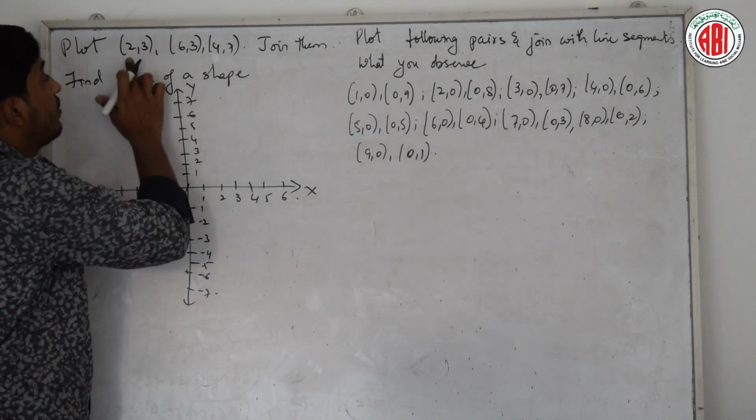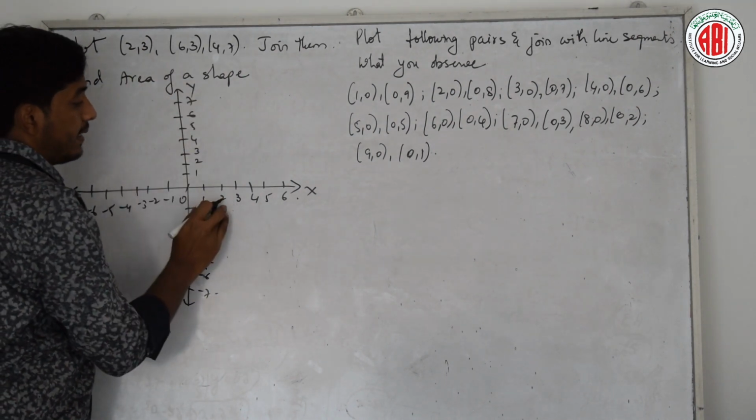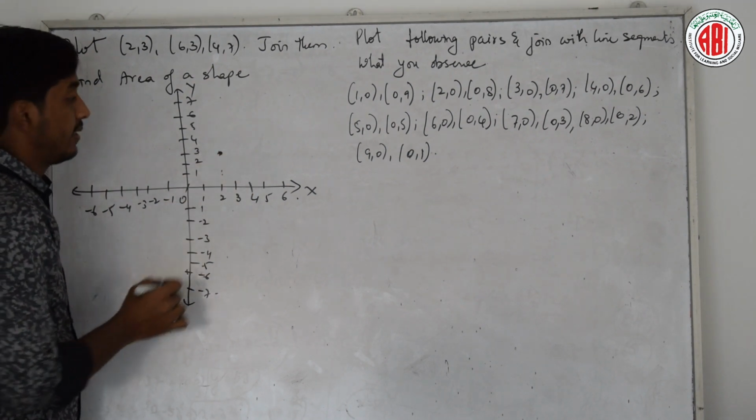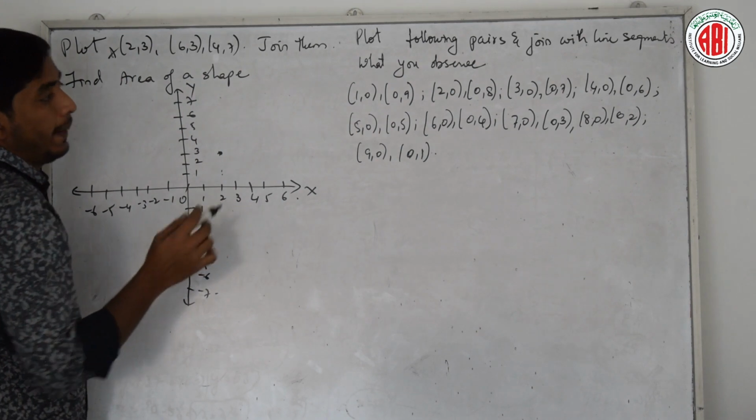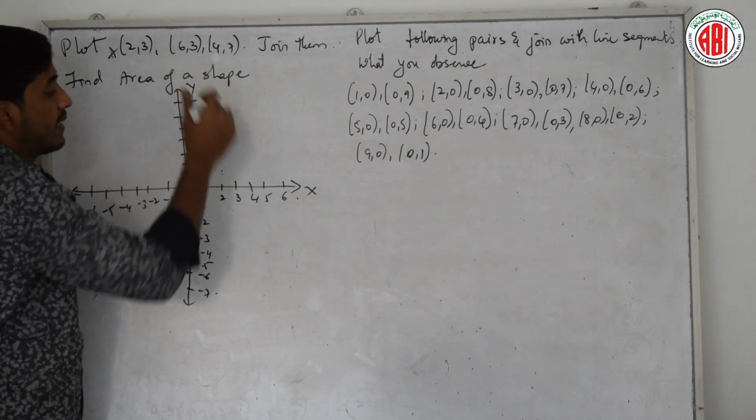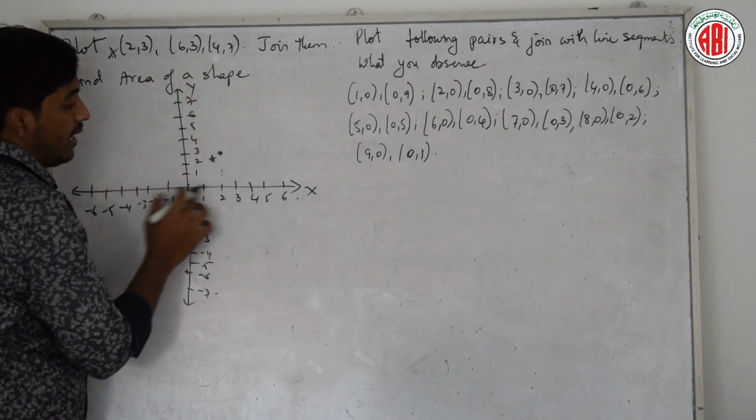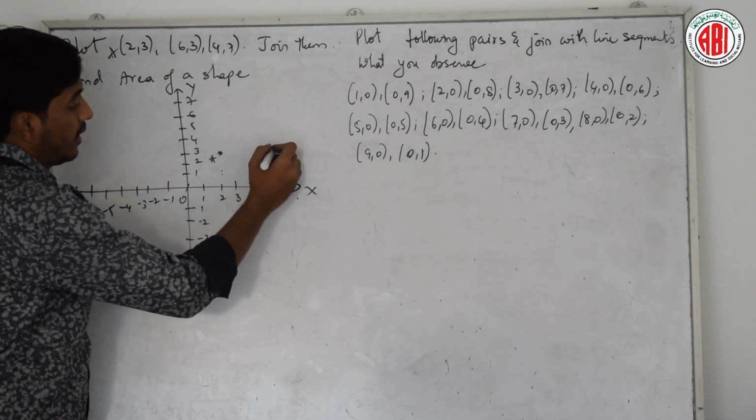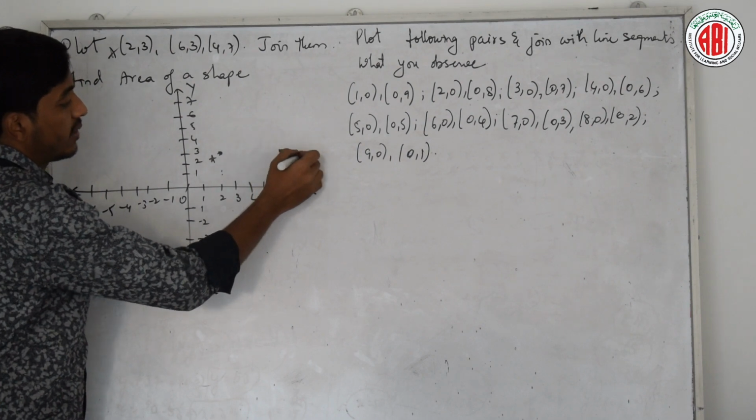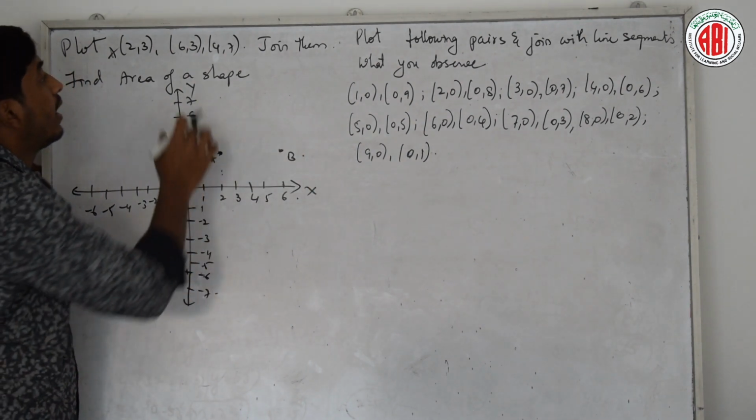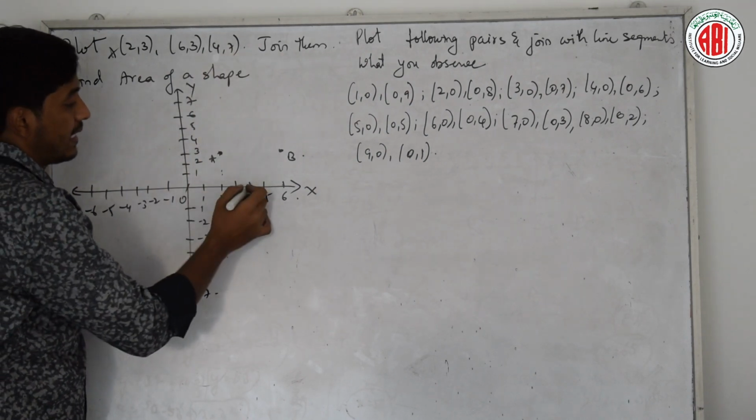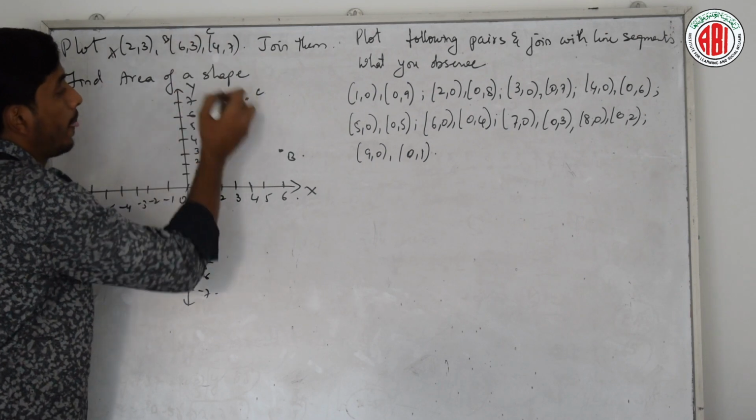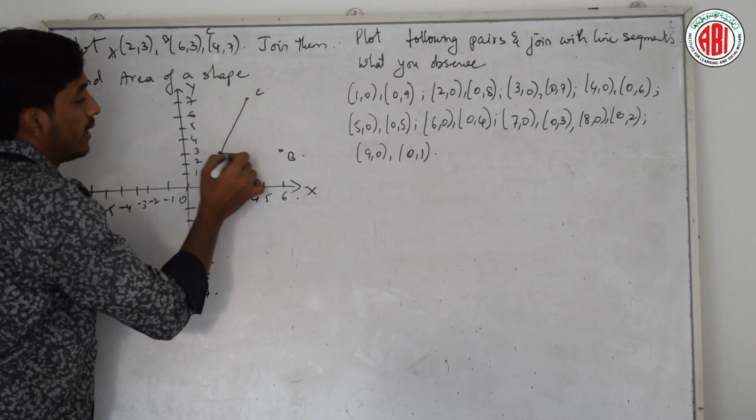Now plot them. 2 comma 3: x is 2, y is 3. Let us put this as point A. And the next, 6 comma 3: x is 6, y is 3. Here let us put it as point B. And the next, 4 comma 7: x is 4, y is 7. Let us put it as point C. Now join them.